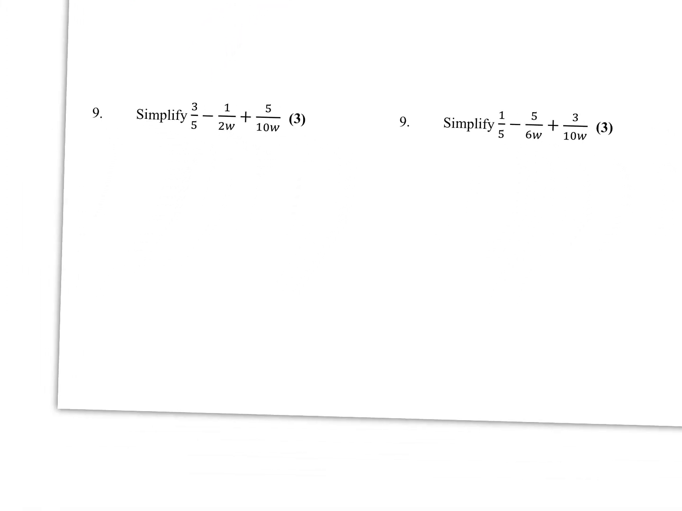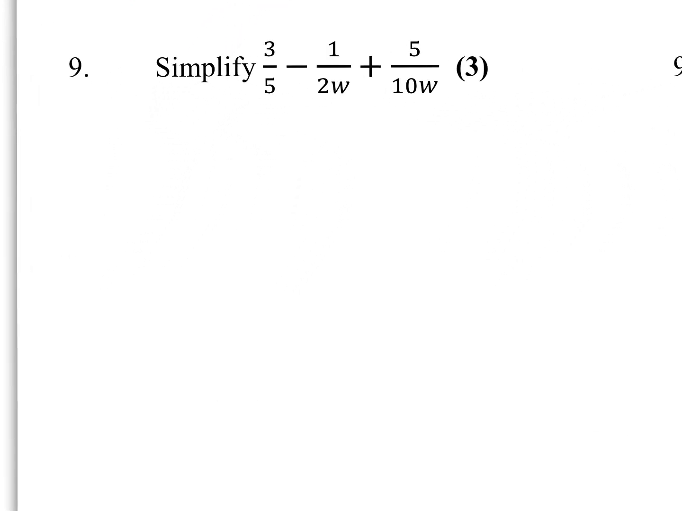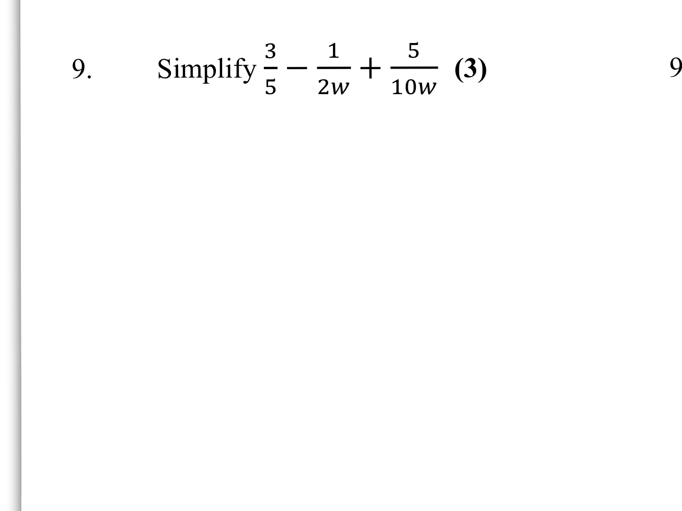Moving on to number 9. Number 9 is a little more challenging because we are adding and subtracting fractions, not multiplying or dividing fractions. Multiplying and dividing is easy because all you got to do is factor and then cancel. But adding and subtracting, you actually need to get a common denominator to be able to add or subtract any fractions. So when you're looking at this denominator, that denominator, and that denominator, what would the common denominator be? What would the LCD be?